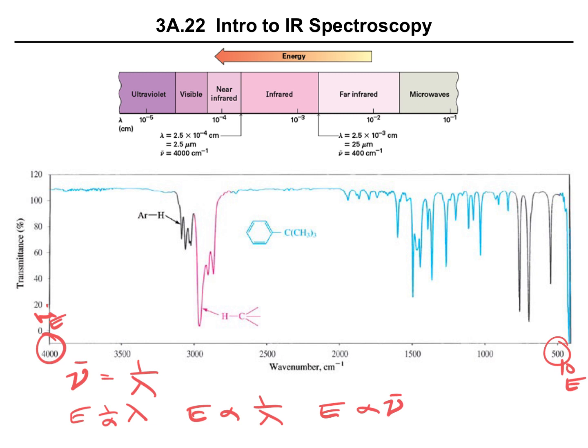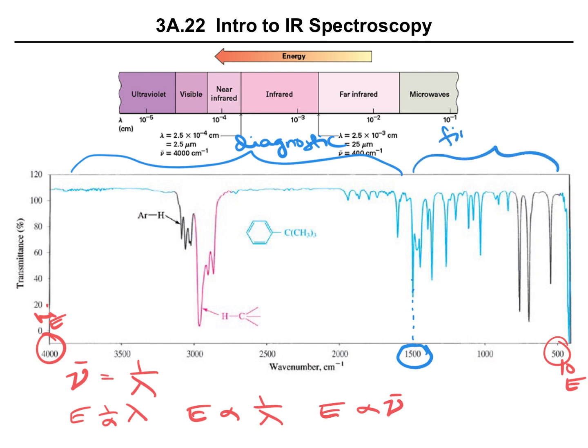Typically, you'll be looking at a spectrum from about 500 to 4,000 inverse centimeters, but we want to focus on different regions of the spectrum. Around 1500, this is the dividing line between the major group over here. This is called the diagnostic region. This is where we're going to see absorptions that are very characteristic to different bond types. And then this area is called the fingerprint region.